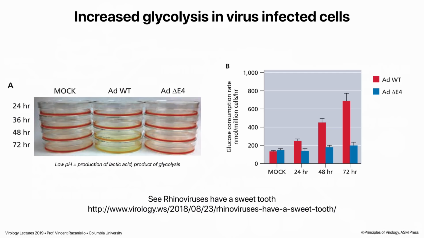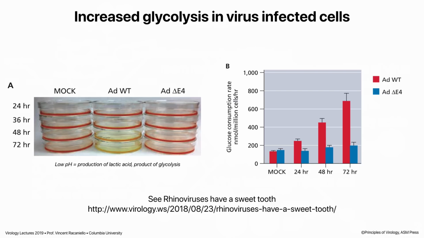And here's the first example that this happens. This is an experiment showing increased glycolysis, the utilization of glucose, in virus-infected cells. So on the left, we have some plates of cells, either mock-infected, infected with a wild-type adenovirus, or a mutant of adenovirus that doesn't replicate well. And we have time points here. We have 24, 36, 48, and 72 hours after infection. And you can see the plates in the middle are getting yellow. So these plates, the medium, have phenol red in it, which is a pH indicator.